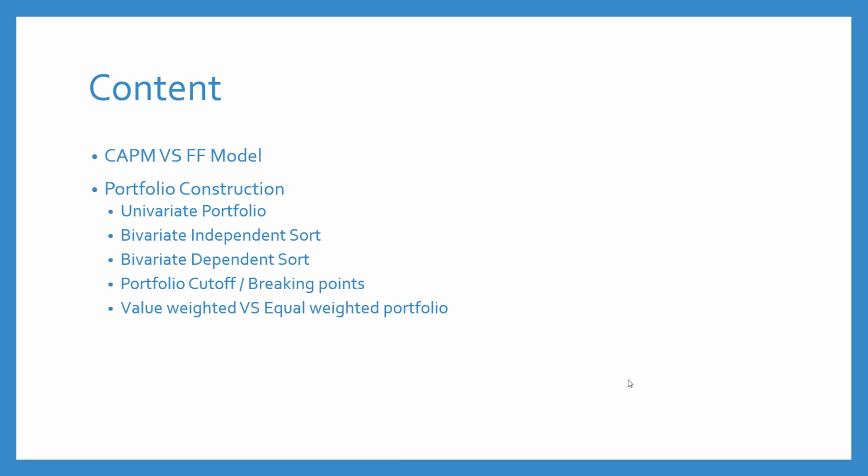Then we are going to discuss the breaking points, or the cutoff points, that are used to divide stocks into different portfolios. We are also going to discuss the value-weighted and equal-weighted portfolios. Once you have the basic idea of portfolio construction, we are going to look into how Fama and French construct their SMB and HML factors.